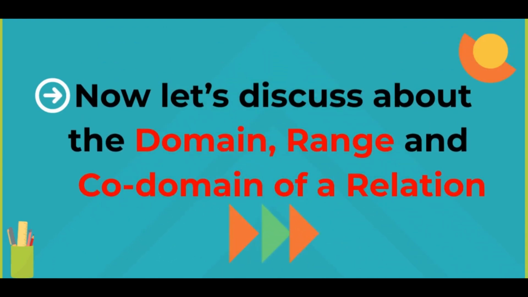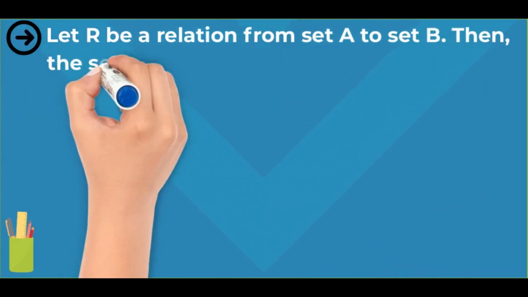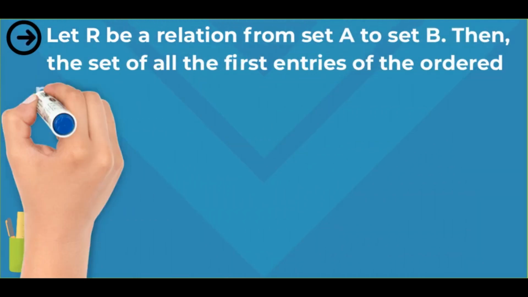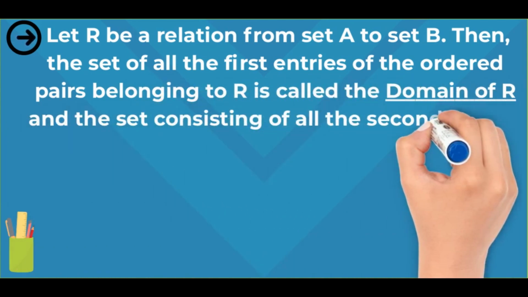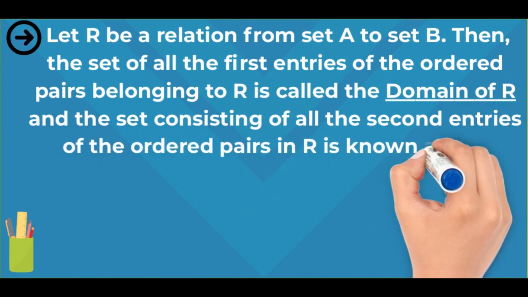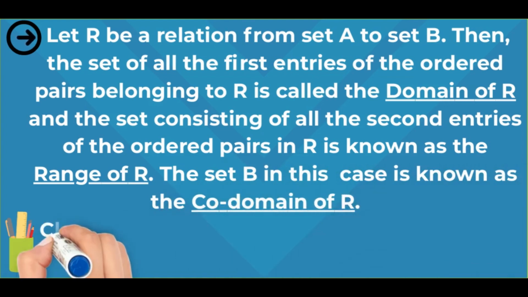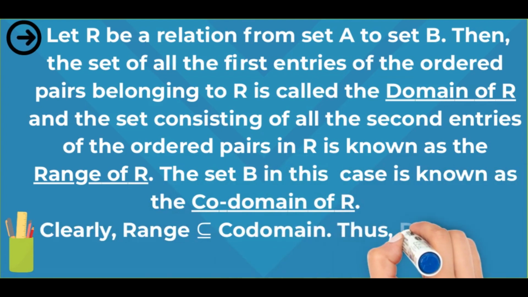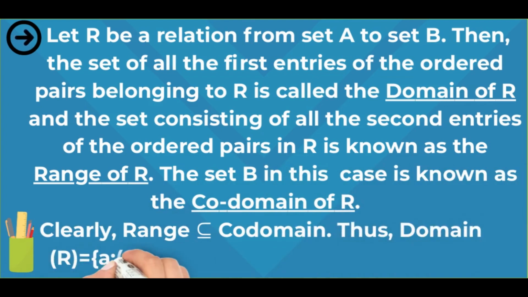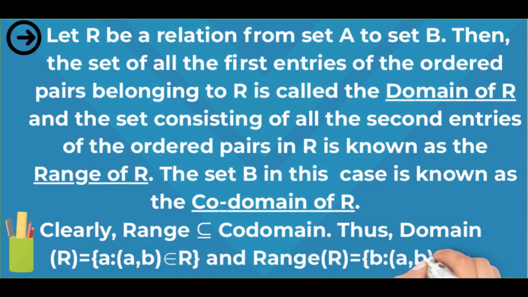Now let's discuss the domain, range and codomain of a relation. Let R be a relation from set A to set B, then the set of all the first entries of the ordered pairs belonging to R is called the domain of R, and the set consisting of all the second entries of the ordered pairs in R is known as the range of R. The set B in this case is known as the codomain of R. Clearly, range is a subset of codomain. Thus, domain of R is the set of all elements a such that (a, b) belongs to R, and range of R is the set of all elements b such that (a, b) belongs to R.